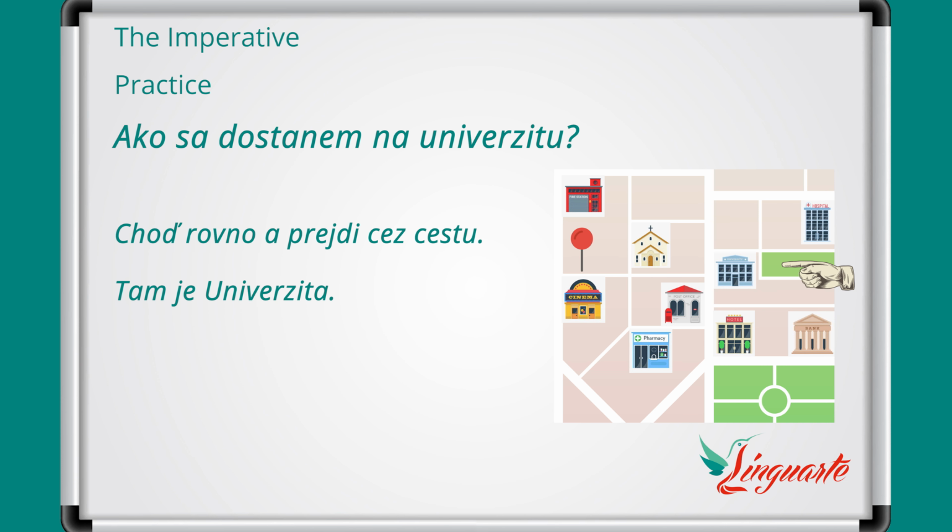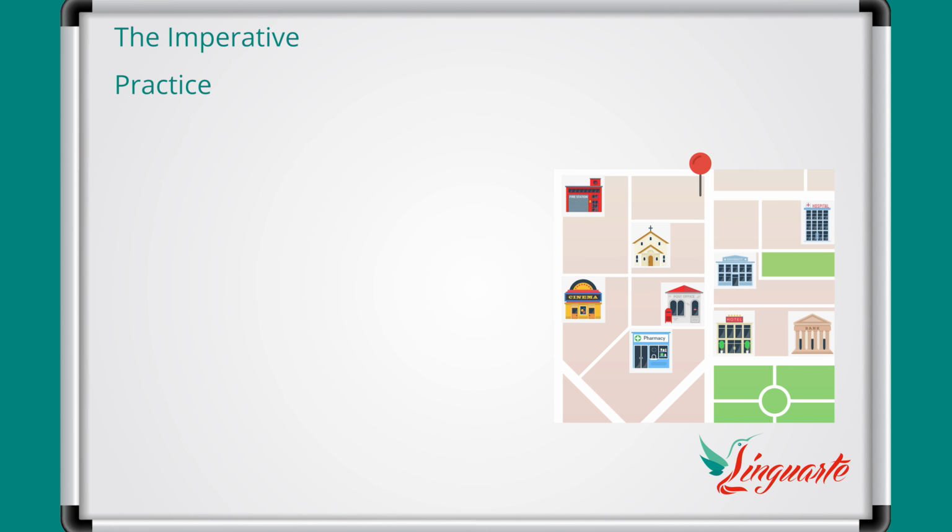Go straight and cross the street. There it is, the university. Choď rovno a prejdi cez cestu. Tam je univerzita.